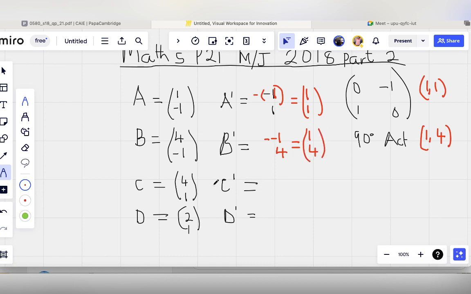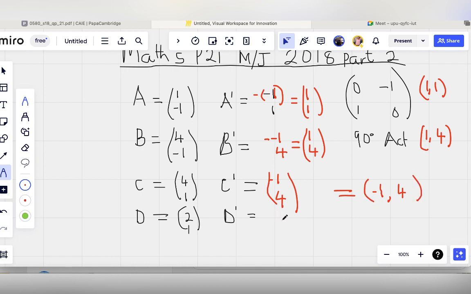Now the third one, you also flip. This C, you flip. If you flip, it becomes 1, 4. And then just add negative to the top. This one does not have a negative before, so just add negative. This becomes the matrix, or the vector, sorry. If you want to write the coordinate, it becomes -1, 4.